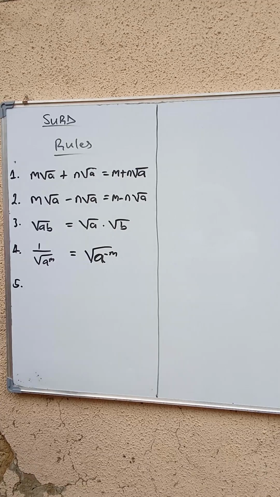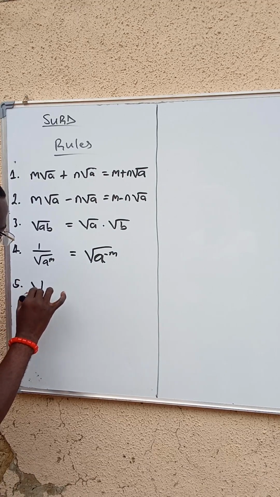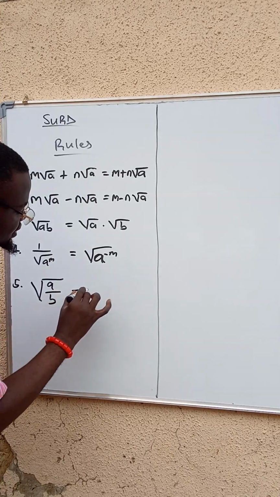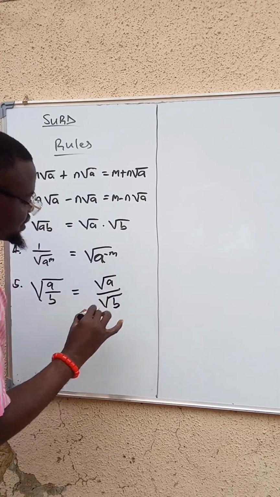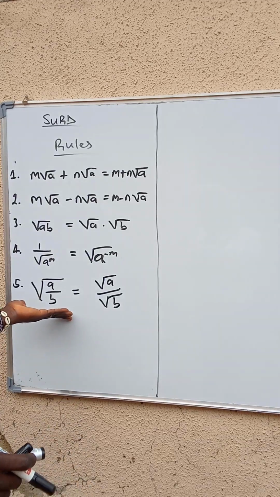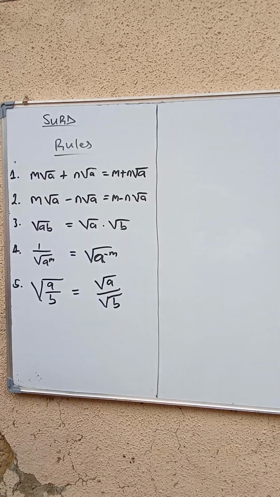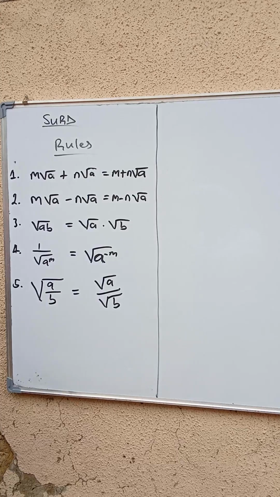Five, if I have a over b, this is the same thing as a over b. This is division. If I have something like this, I can easily put it as a over b. It's very simple. It's almost the same thing, but okay.